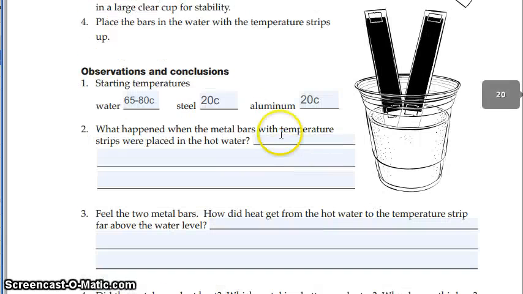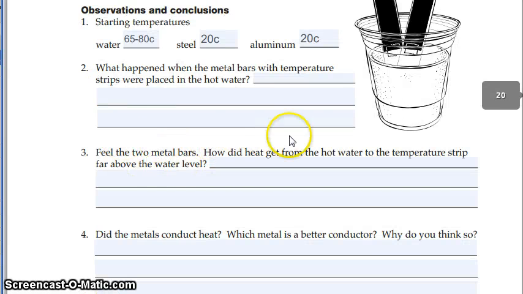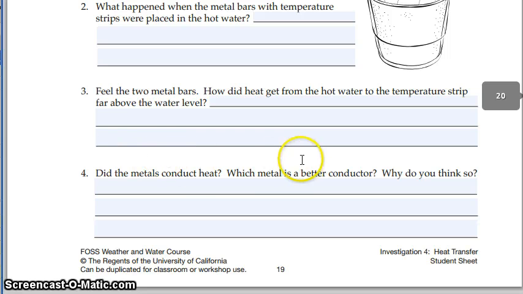Okay, we went through our starting temperatures on the steel and the aluminum. We're somewhere around those. Some of the things that we're going to be looking at is what happened to the bars when we put them in the metal strips. Looking and touching the metal bars to feel the temperature change and how well they conduct or don't conduct heat.